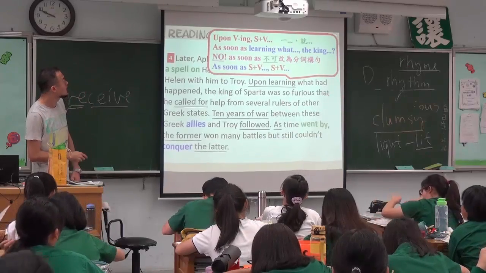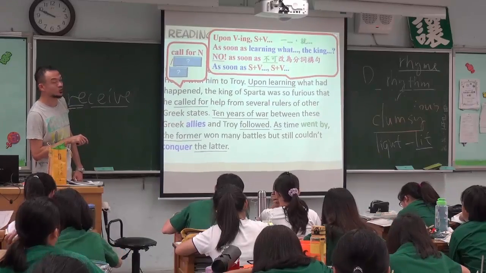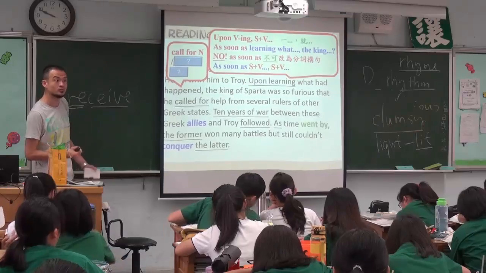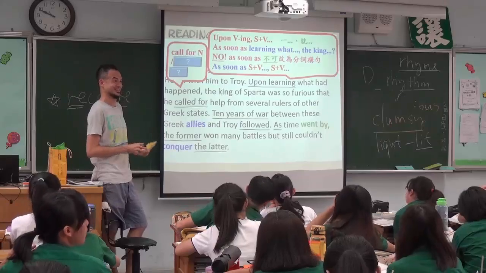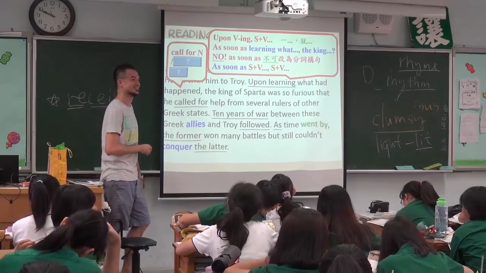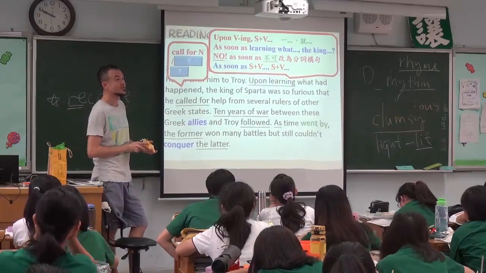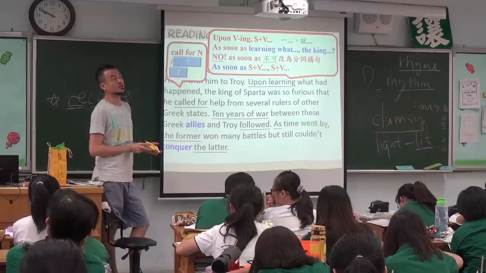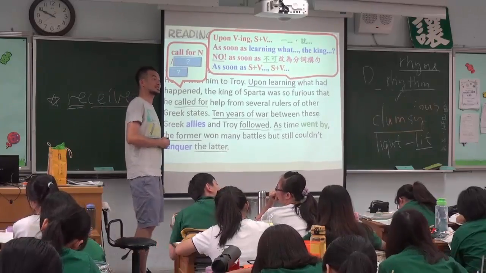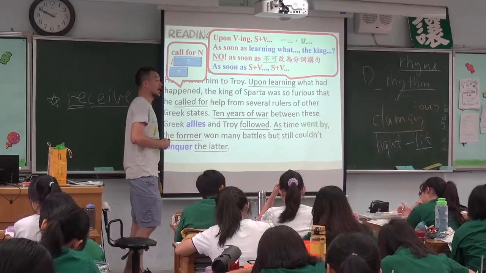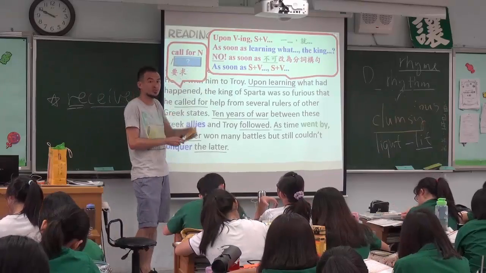Okay, yeah. And here, when he called for help from several rulers of other Greek states, when you say you call for something, what do you mean? I guess this we learned it before. Let me ask you, April. When you say you call for something, you mean I call for help from my classmates when I couldn't lift the heavy box. Means that you need something from another person. But here, there's another two-word expression I ask you.